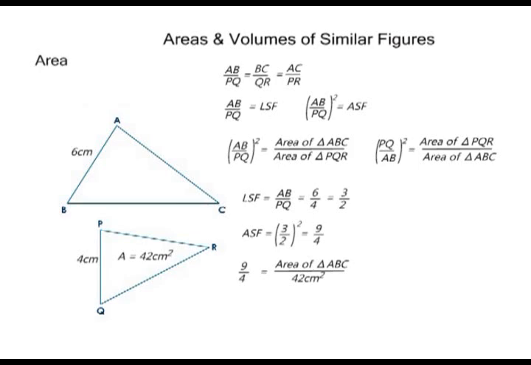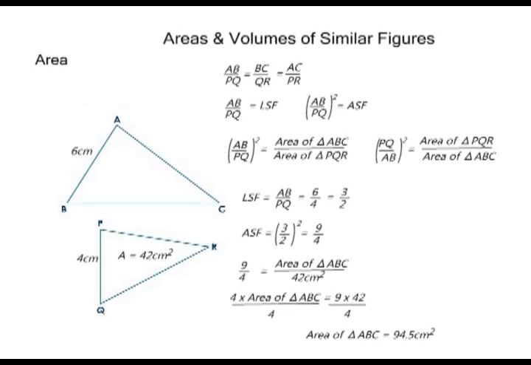Cross multiplication: 4 times the area of triangle ABC is equal to 9 times 42. We divide both sides by 4, and the area of triangle ABC is equal to 94.5 square centimeters.